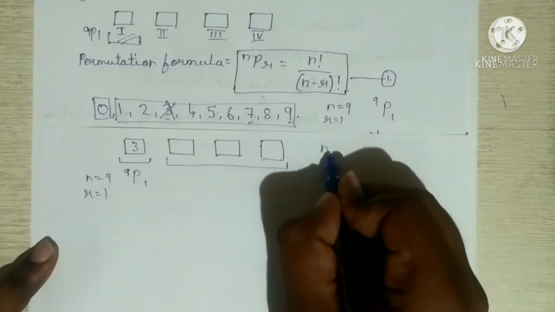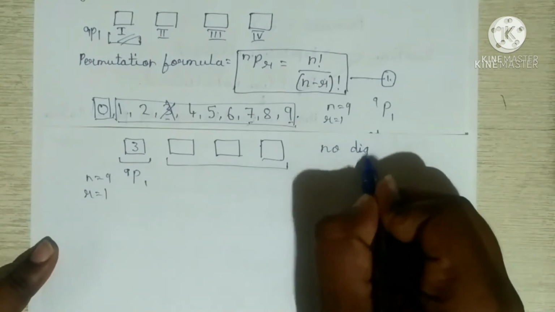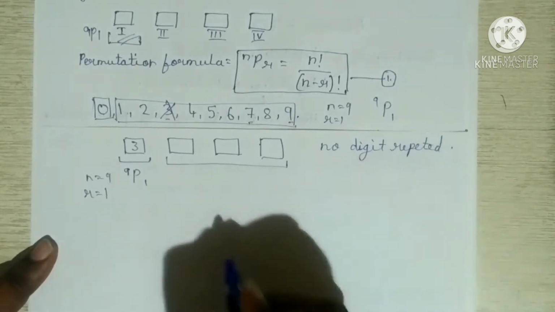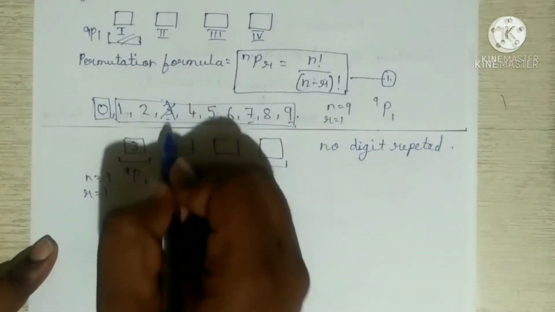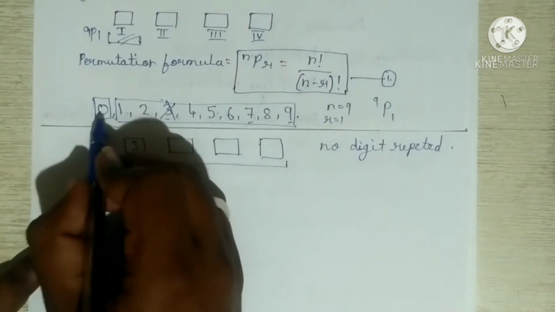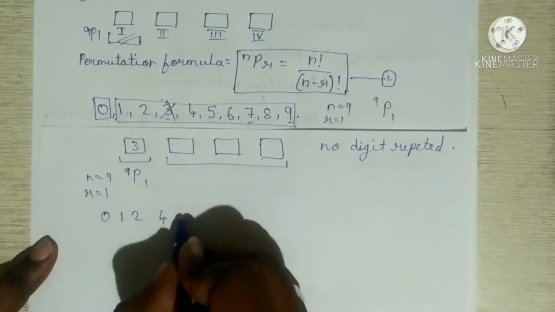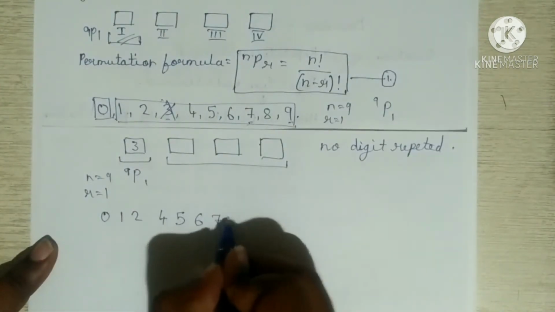according to the question, no digit is to be repeated. If 3 is gone, the remaining digits will be 0, 1, 2, 4, 5, 6, 7, 8, 9, as 3 is not there.